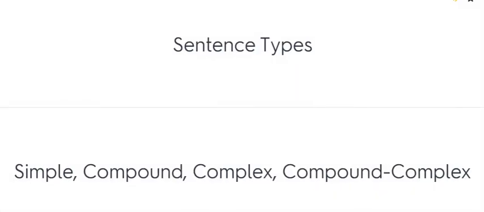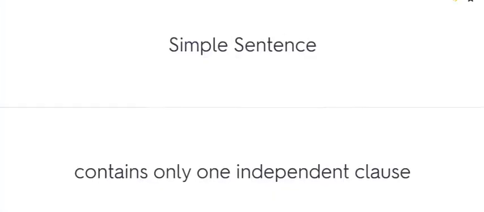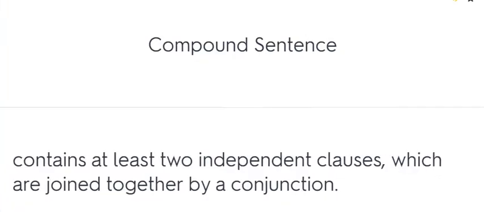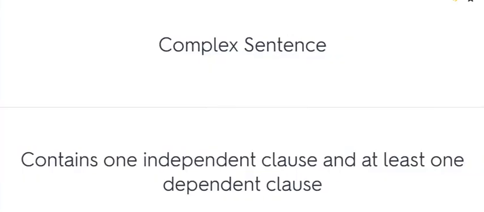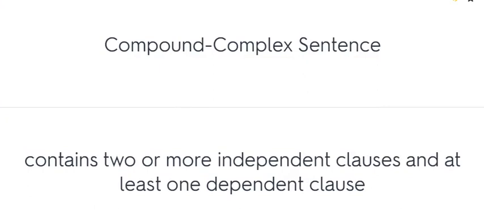Sentence types. Simple, compound, complex, compound-complex. Simple sentence. Contains only one independent clause. Compound sentence. Contains at least 2 independent clauses which are joined together by a conjunction. Complex sentence. Contains 1 independent clause and at least 1 dependent clause. Compound-complex sentence. Contains 2 or more independent clauses and at least 1 dependent clause.